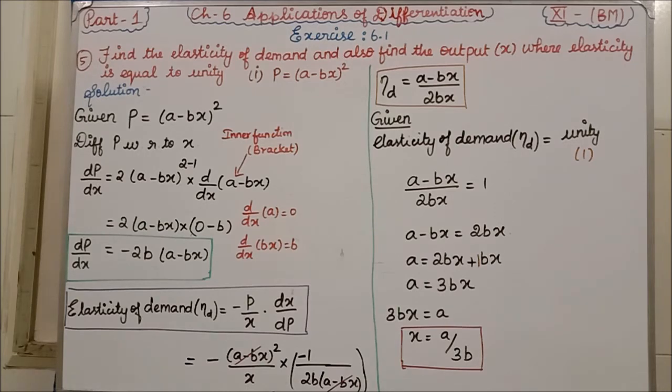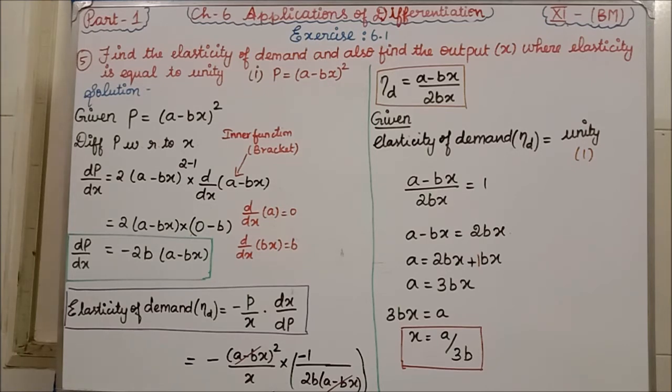See, I have written the key words of the question. The full question you have to refer to in the book. Clear? Find the elasticity of demand. Okay, I am reading the full fifth question. Now listen. Find the elasticity of demand in terms of x for the following demand laws, and also find the output x where elasticity is equal to unity.